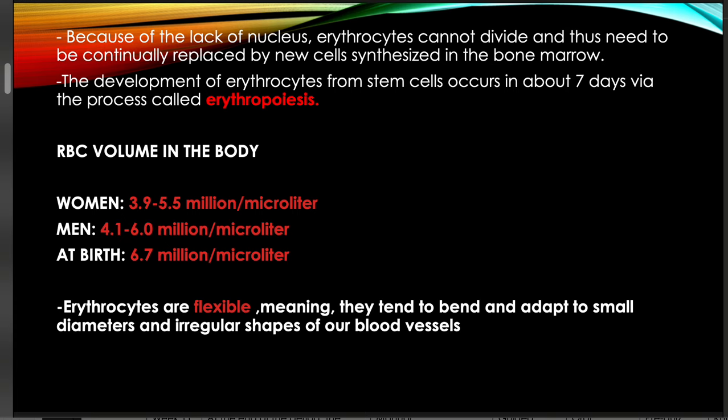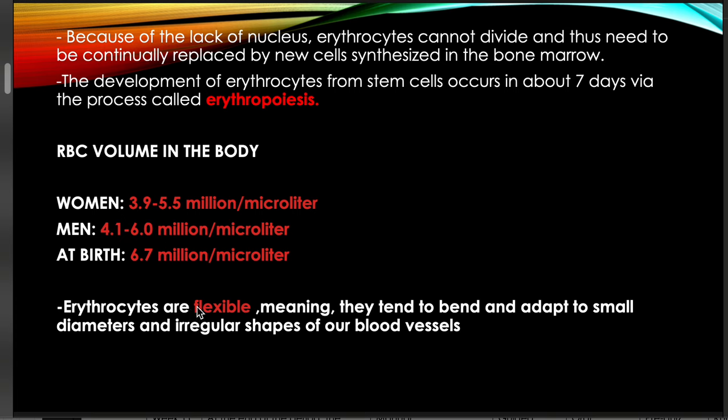Later on, this will be a separate topic, the development of erythrocytes from your stem cells. But just know for now in the intro that this will occur in about 7 days, and you should know the name of the process, erythropoiesis. Since they cannot divide on their own, they are synthesized in the bone marrow. Okay, RBC count in the body, always remember: women 3.9 to 5.5 million per microliter, men, which is higher, 4.1 to 6 million per microliter, and at birth 6.7 million per microliter.